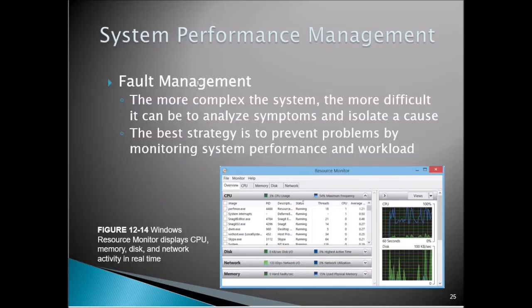Fault management is part of system performance management. Here you can see below we have the resource manager, which is part of the task manager in Windows. The more complex the system, the more difficult it can be to analyze symptoms and isolate the cause. The best strategy is to prevent problems by monitoring the system performance and workload.